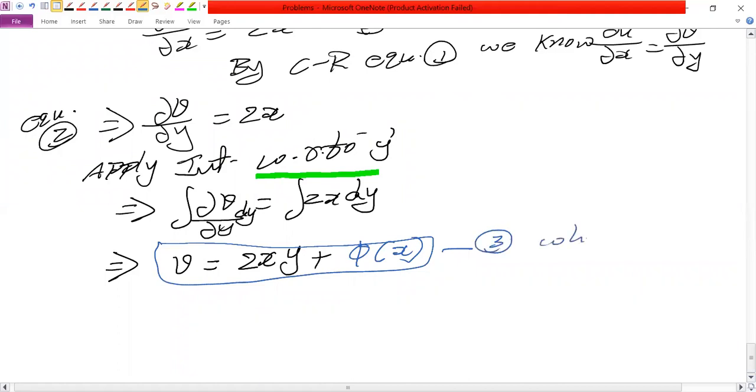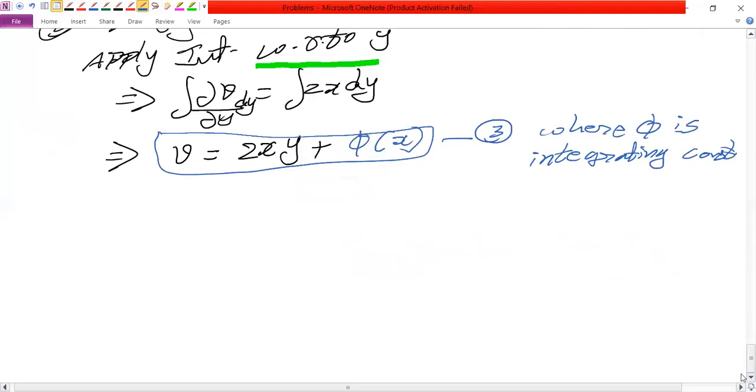What is that thing here I am writing? Where phi is an integrating constant and independent of y variable. Why independent of y variable? Because we are integrating with respect to y, so it should not contain y. And independent of y variable.